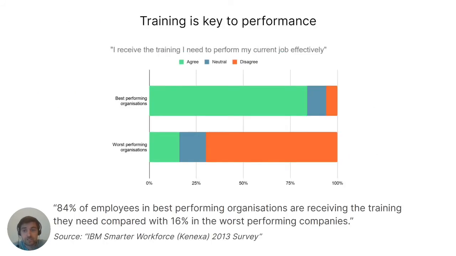So we've done some research into this, and we believe training is key to performance. An IBM Smarter Workforce survey said that 84% of employees in best performing organisations are receiving the training they need, compared with only 16% in the worst performing companies. You can see this is a huge difference. Those in the best performing organisations are confident they're receiving the training they need to be successful in their role.